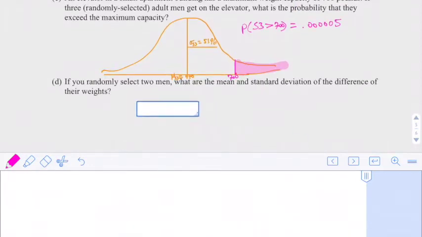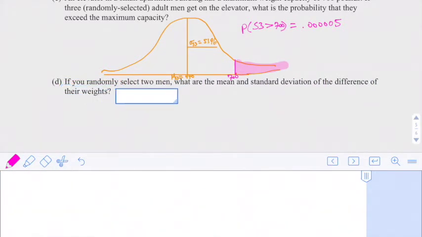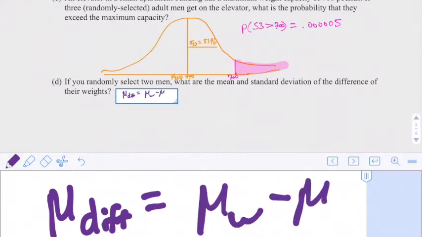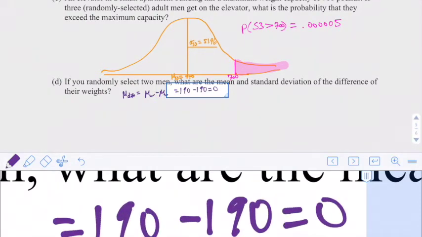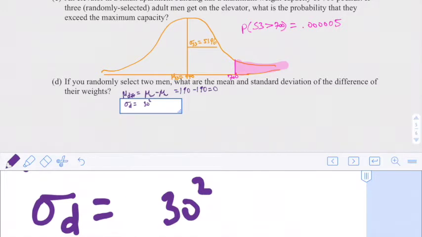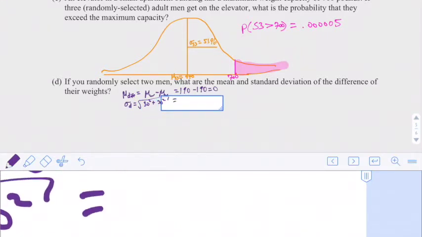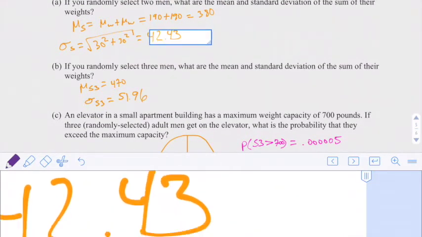And that makes sense. If you randomly select two men, what are the mean and standard deviations of the difference of their weights? Well, now we need to have the differences. So mu of the differences, we can say diff or just d, is mu of one weight of a man minus mu of another weight of a man. So this is 190 minus 190. So mu of the differences is 0. And then the standard deviation of the differences is going to be the same, right? It's that 30 squared plus 30 squared square rooted, okay? Because we're still adding even though we're looking at a difference because it's getting wider. We're introducing more error by putting these two distributions together. So that was 42.43.